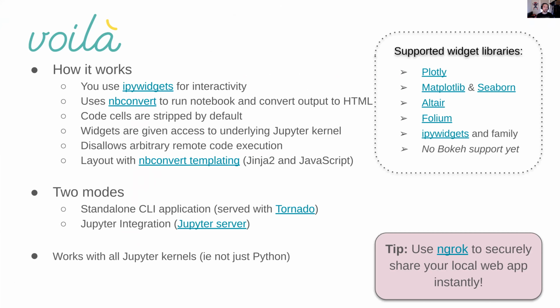But the really cool thing about Voila is that it works with all of the different Jupyter kernels, not just Python. So R, Julia, and there are actually tens of other languages that it supports. And it has wide support for Plotly, Matplotlib, Altair, Folium, and IPyWidgets, but no Bokeh support if that's what you need.